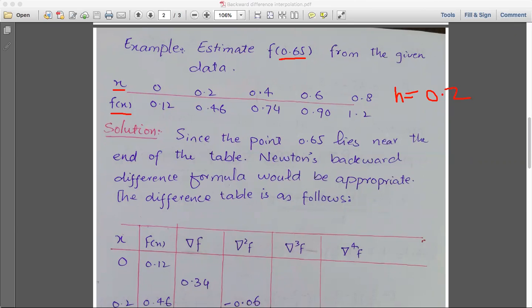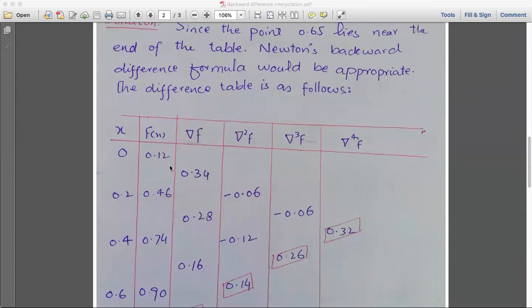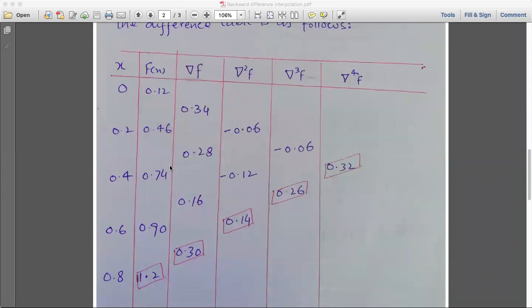Now we will complete this table. First of all, we will write all the values of x. Please write down all the values of x and then write the values of f of x, to complete this table.